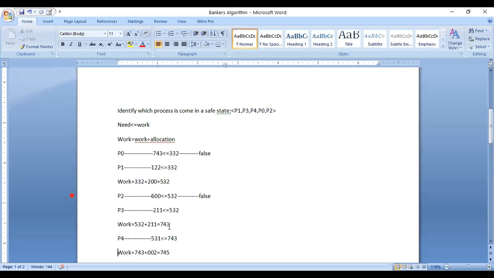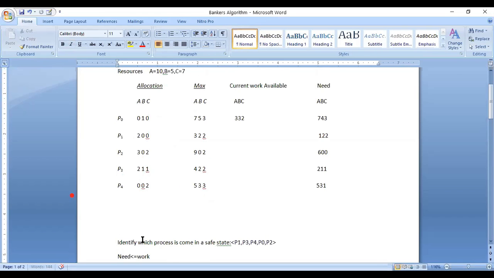And what are the resources available? 7, 4, 3. So P3 executed means it will come into the safe sequence, that is P3. So now available resources are 7, 4, 3 and P4. So what are the P4 need values? P4 need values are 5, 3, 1.